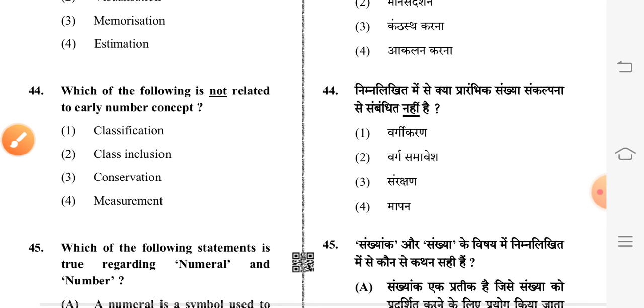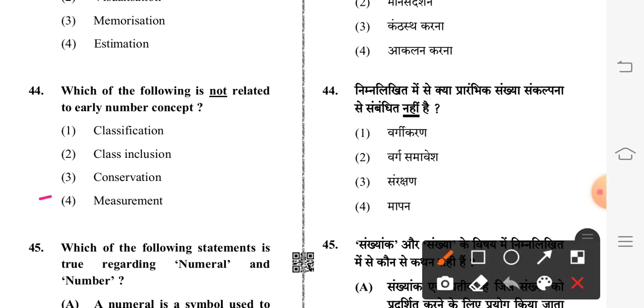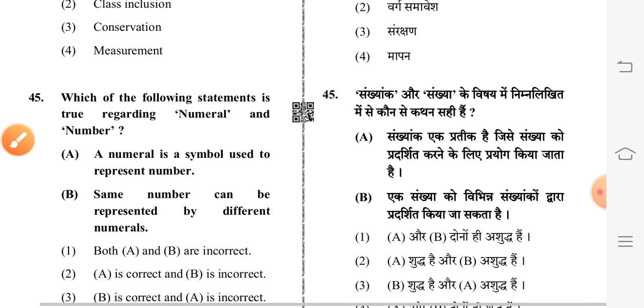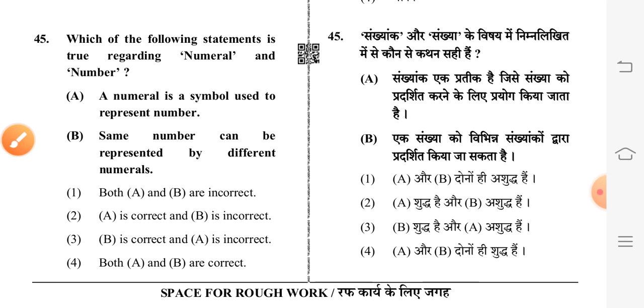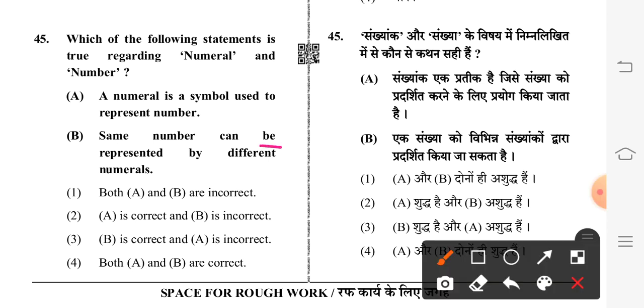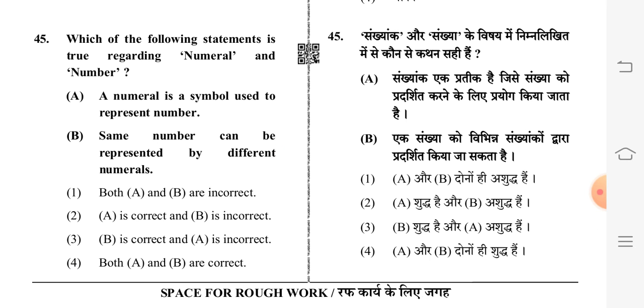Next question. Which of the following is not related to early number concept? Fourth option is correct. Mensuration. Next. Which of the following statements is true regarding numeral and number? Read the options. A number is a symbol used to represent number. Same number can be represented by different numerals. Fourth option is correct. Both A and B are correct.